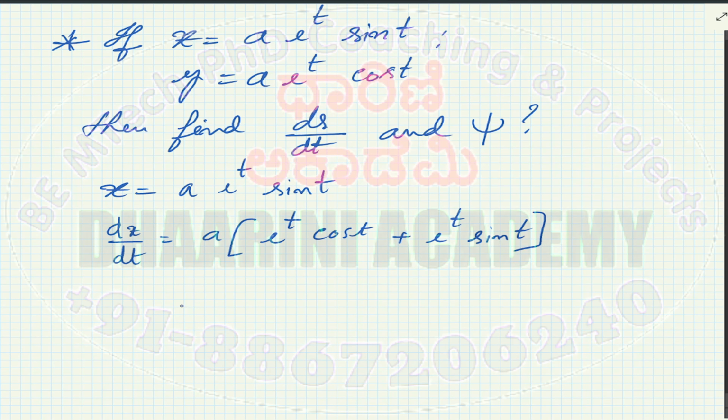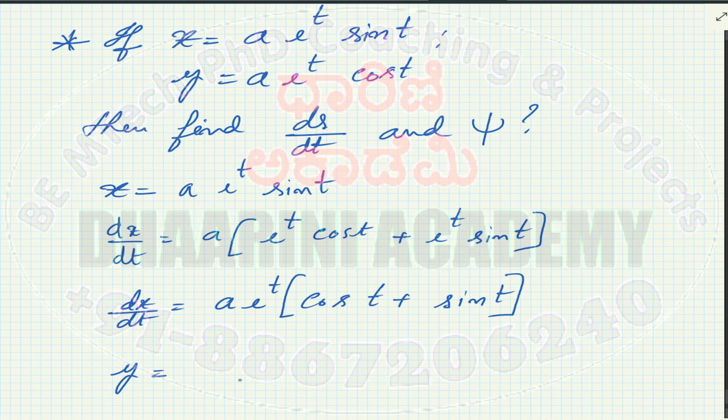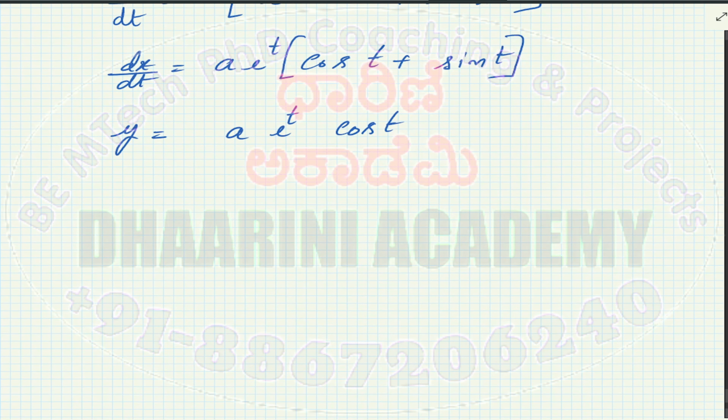Alright, now I can see that e to the t is a common thing, so I'll take it out, a into e to the t, so this becomes cos t plus sine t. This is dx by dt. Very similar to this, now I need to find the dy by dt as well, so we'll start with y is equal to a into e to the t into cos t. So anyway, I'll call dx by dt as equation 1.